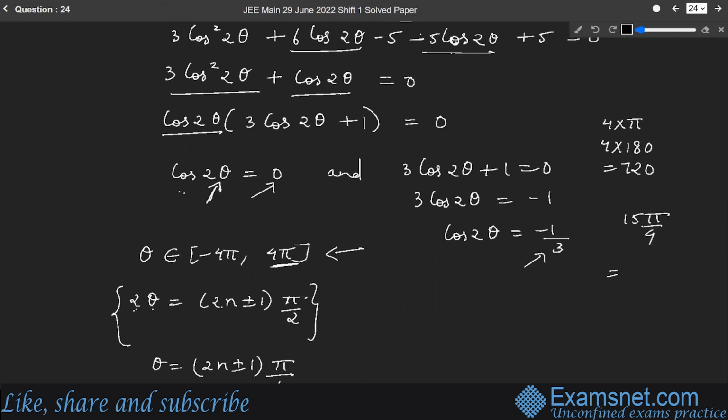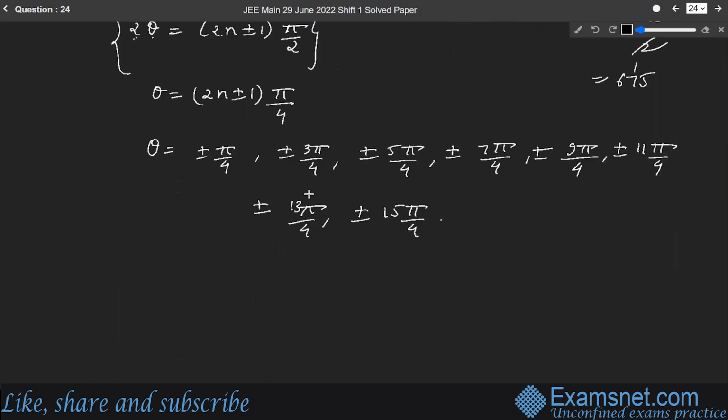So what is 15 pi by 4? It is 15 into 180 by 4. So this will be cancelled. Again, it will be cancelled with the table of 2. Now, 15 into 45. Okay, what is 15 into 45? It is 675. Okay, you can see that 675 is below 720. So, this is the last term that we have to take according to the range of theta here. Okay, and I hope these values are clear to you.